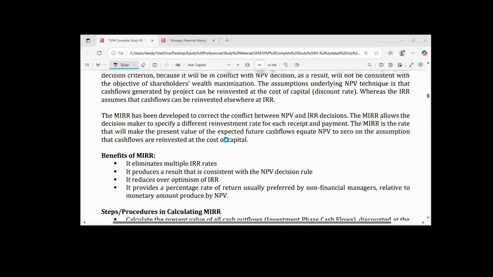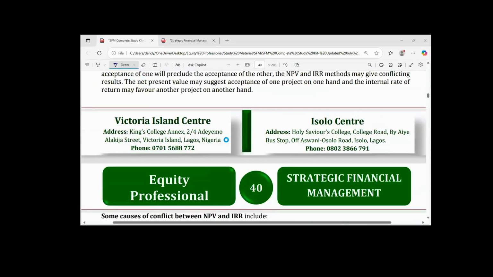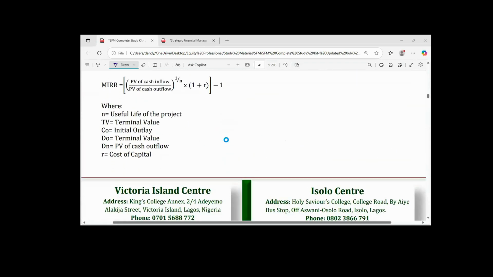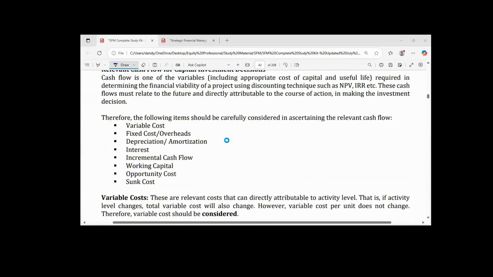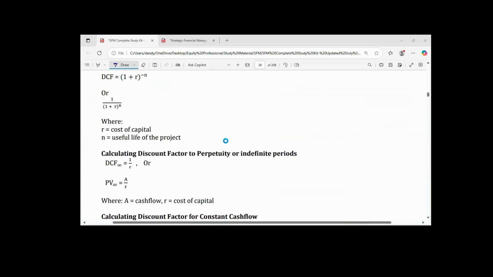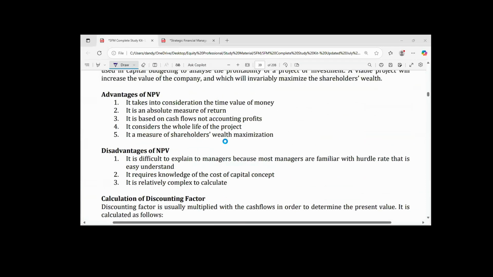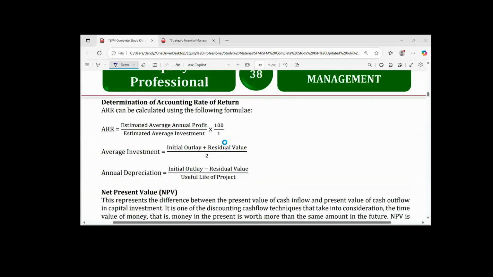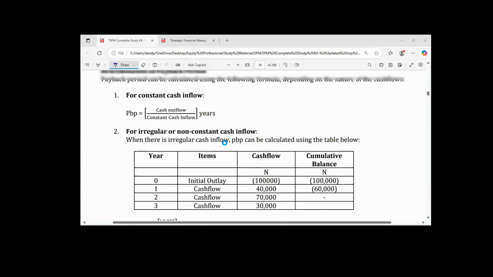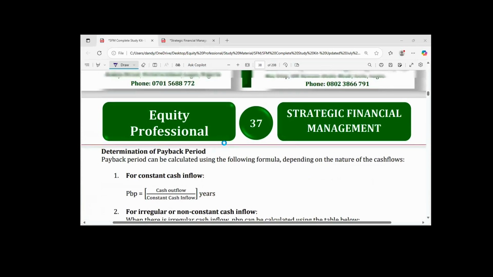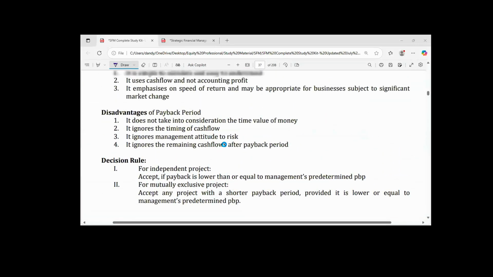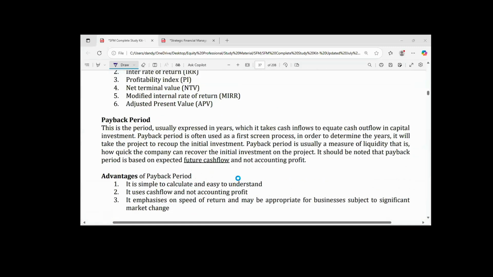So let's talk about the non-discounted cash flow method. Under the non-discounted cash flow method, we have the payback period as well as the accounting rate of return. So quickly, let's talk about payback period. What do you understand by payback period? The payback period represents the period, usually expressed in years, in which it takes cash inflow to equate cash outflow in capital investments.